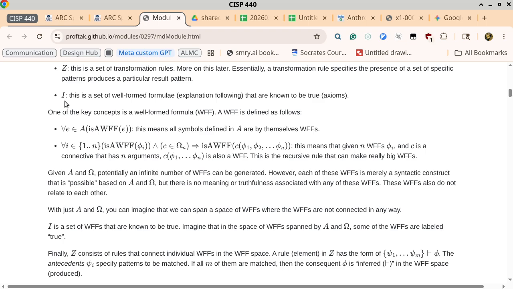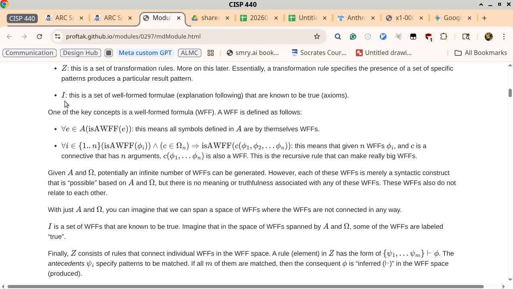Yes. So iota can only be a set consisting of well-formed formulae. Has to be well formed. Yes. So every element of iota has to be well formed. So in this case, they are well formed.